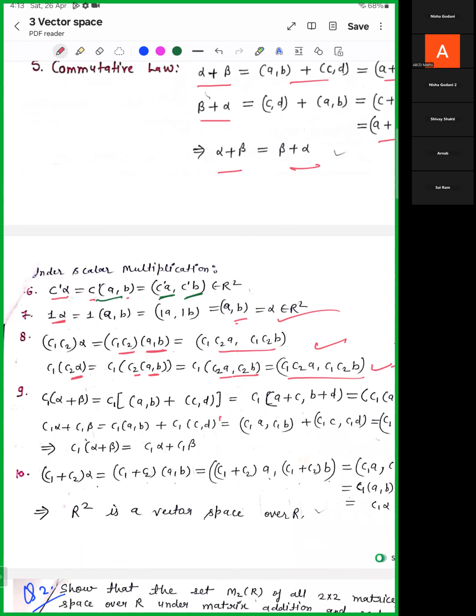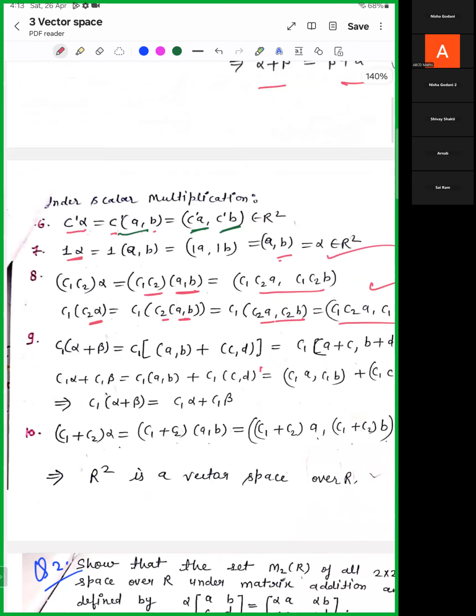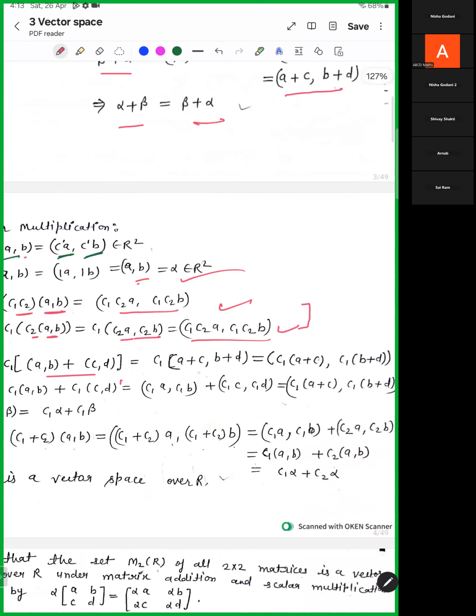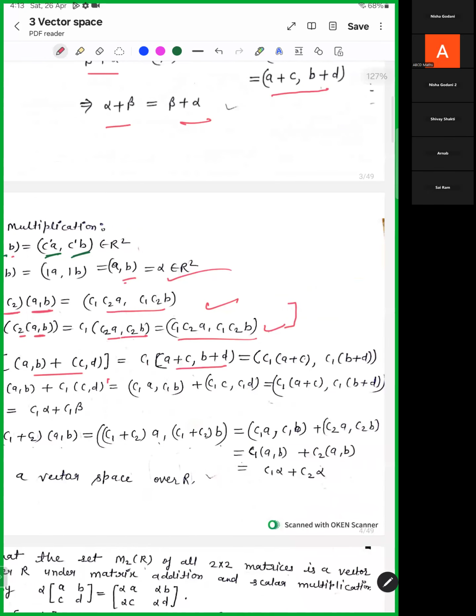Ninth one is C1 times alpha plus beta. So if you add alpha and beta, then multiply with C1, alpha and beta are added and multiplied with C1. So you have this one.